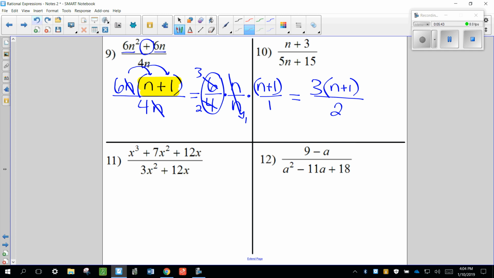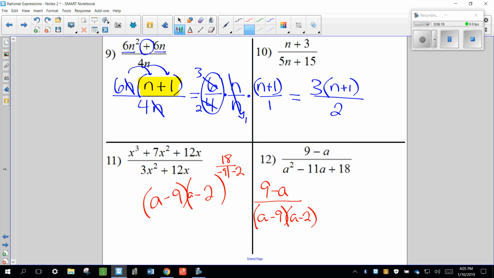Let's look at number 12. The numerator is already simplified, so let's focus on factoring that denominator. So we need factors of 18 that will add up to negative 11. That tells me that both of those are going to have to be negative numbers, and that would be negative 9 and negative 2. So that's what we put in here. Okay, so I'm going to go back over here, a minus 9 over a minus 2, or 9 minus a over a minus 9 times a minus 2.